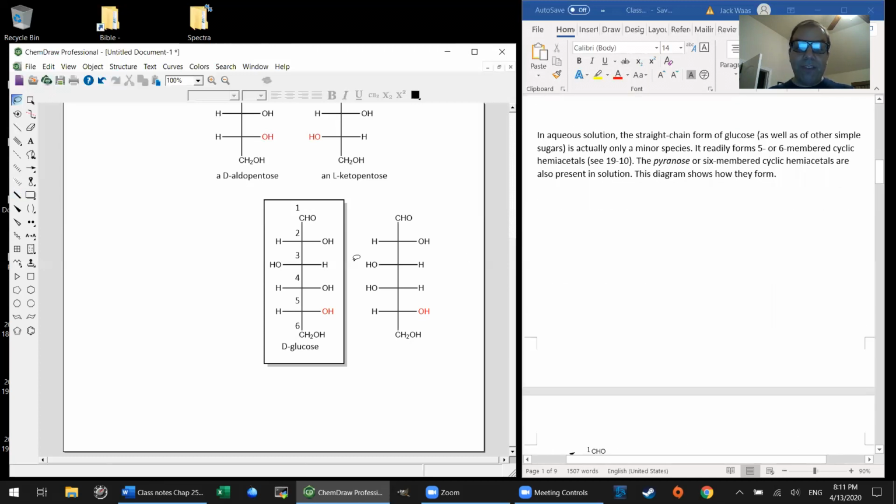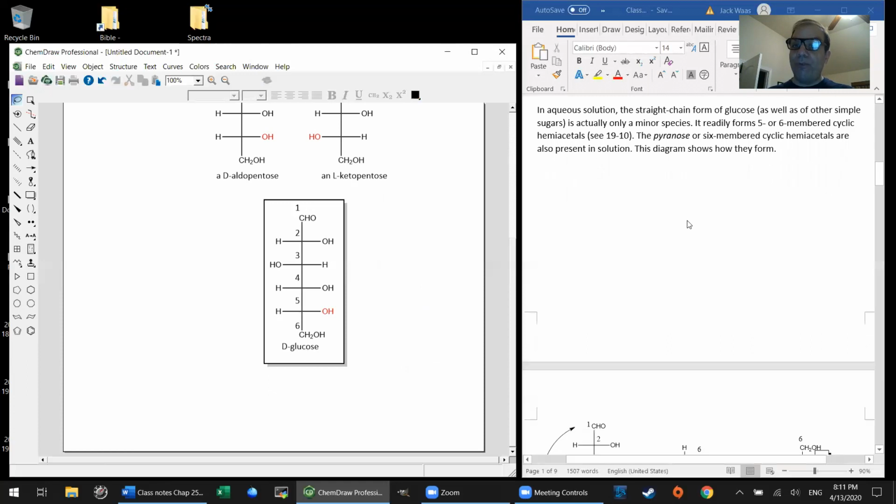Now, this is only one form that D-glucose takes in aqueous solution, this straight chain form. There are a multitude of other forms that it also takes, and all of them are in a rapid mobile equilibrium. And yes, if you wanted to, you could look up at a certain temperature, at a certain concentration of glucose, what the relative concentration of the different forms are. But basically, this compound is going to form 5 or 6 membered cyclic hemiacetals.